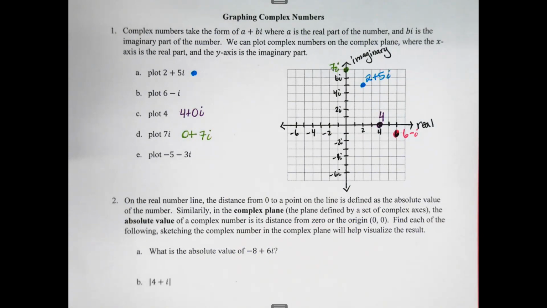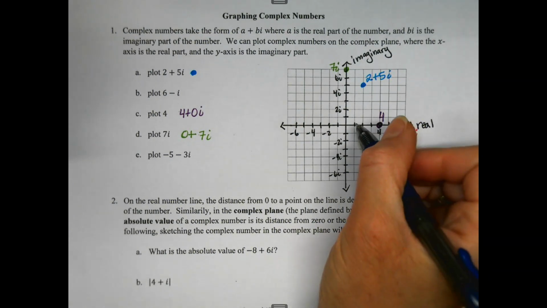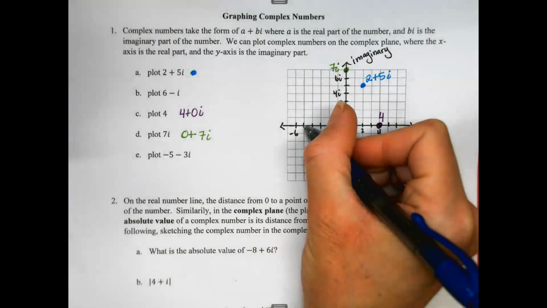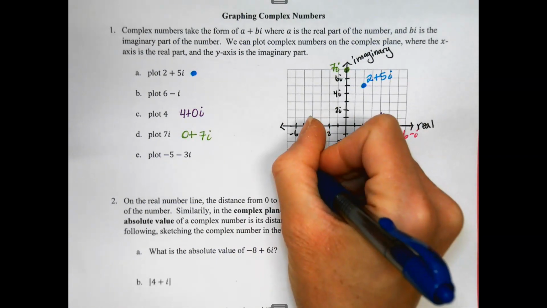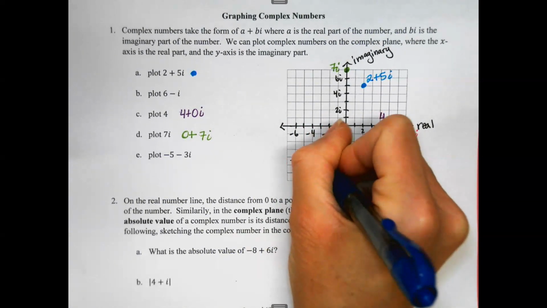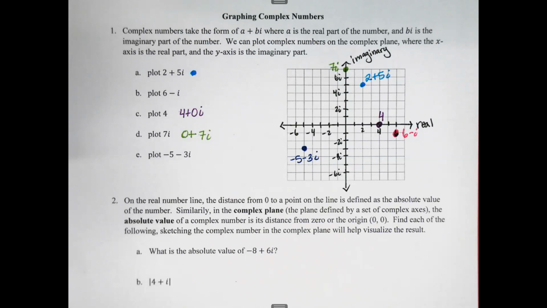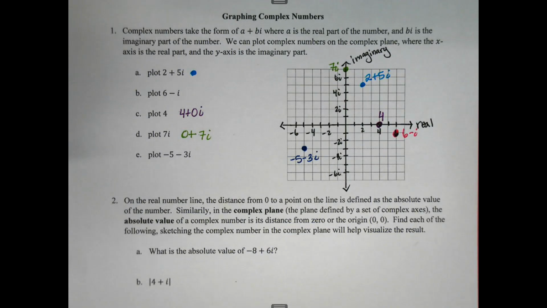And then negative numbers work in the same way that we have seen all of our other items here. And so if we wanted to plot -5 - 3i, we would go negative 5 in the real direction, negative 3 in the imaginary direction, and plot that point. So plotting complex numbers is relatively simple and straightforward.